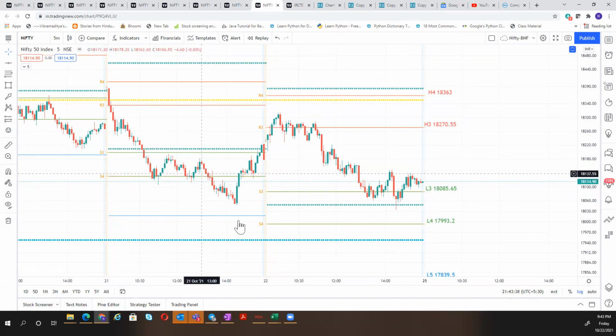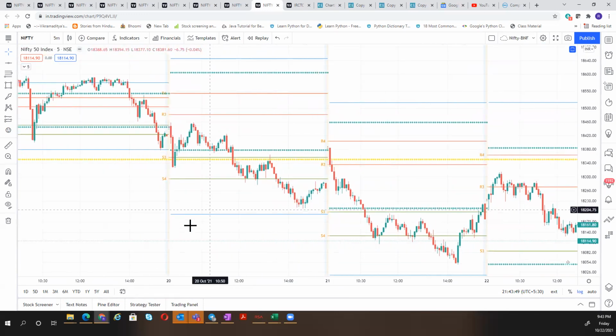S4 is broken. Did it break S5? It has fallen very far away. So the market will start booking profit. I can show many more examples.